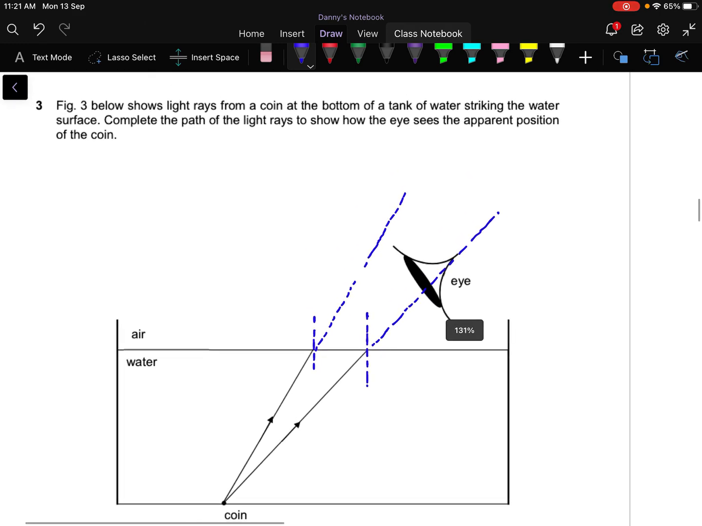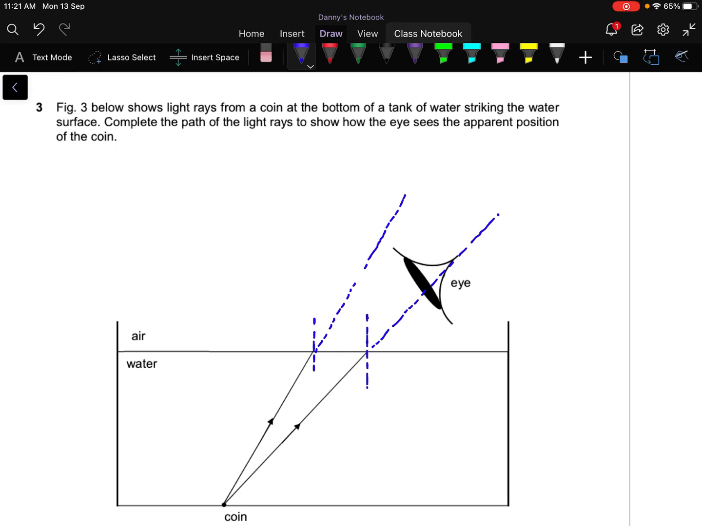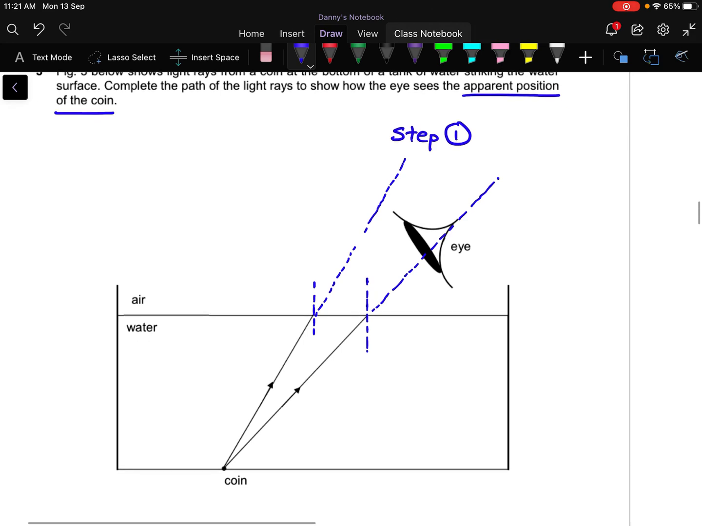Okay, question 3. We have been trying to hint to you that we don't teach you everything. So this is your set 2 content. Basically, when you are looking into water, because of the change in refractive index, you will see a virtual image of the coin, and the depth will always appear to be more shallow. So how do you do it? Step number 1 is quite straightforward. You just need to trace this solid line, and then you extend it out into the air.